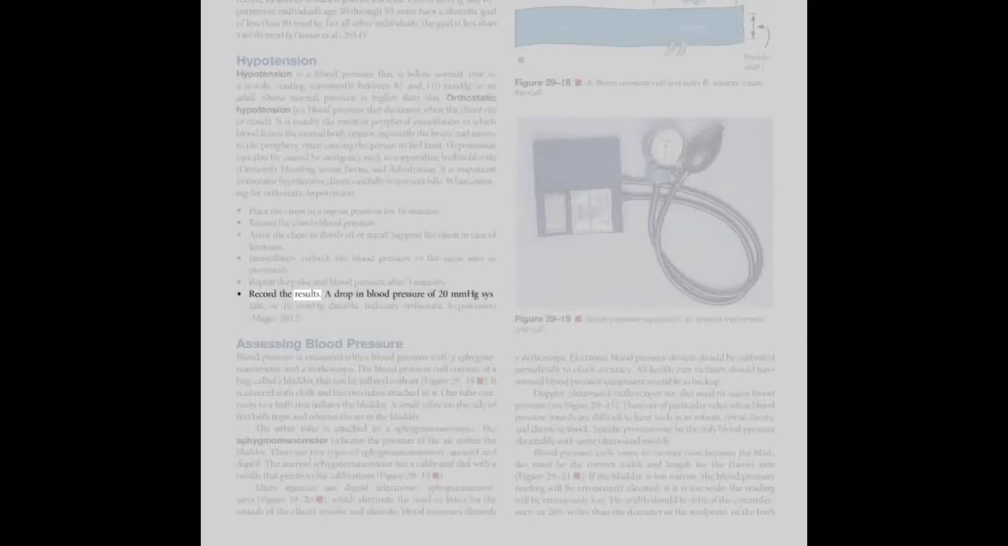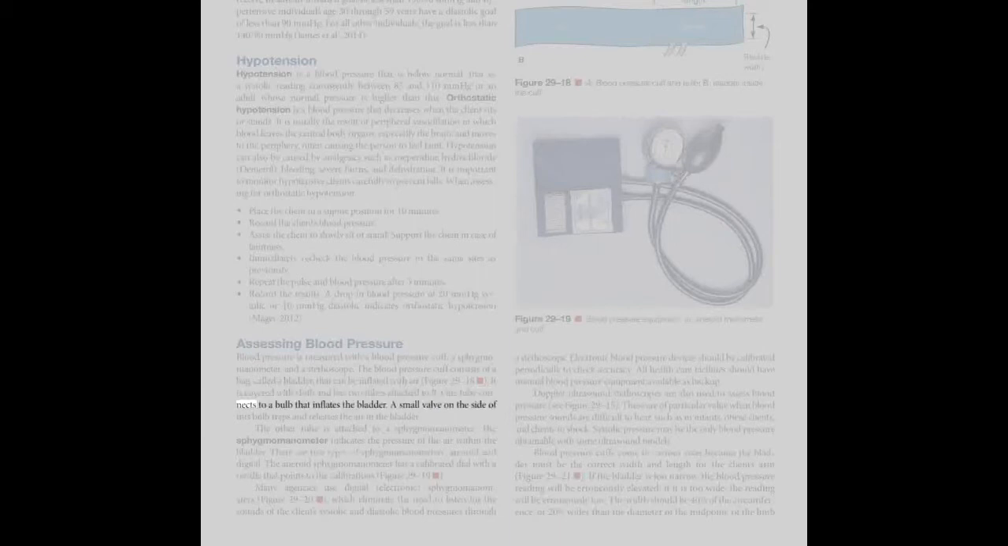Record the results. A drop in blood pressure of 20 mmHg systolic or 10 mmHg diastolic indicates orthostatic hypotension (Major, 2012). Assessing blood pressure: blood pressure is measured with a blood pressure cuff, a sphygmomanometer, and a stethoscope. The blood pressure cuff consists of a bag, called a bladder, that can be inflated with air, Figure 29-18. It is covered with cloth and has 2 tubes attached to it.